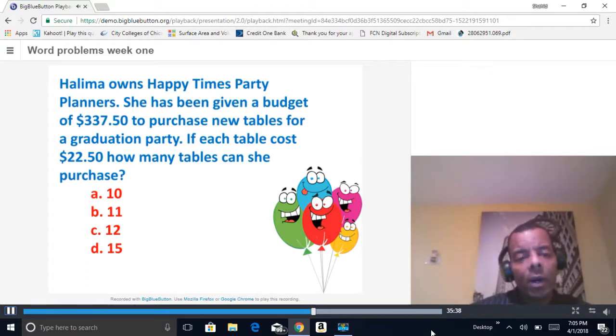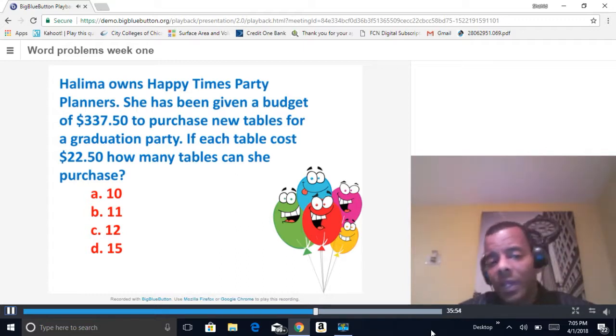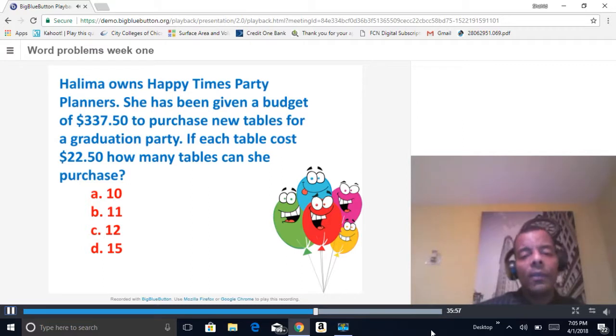Halima owns Happy Times Party Planners. Sounds like a wonderful company. She has been given a budget of $337.50 to purchase new tables for a graduation party. So how much money does she have? Absolutely. $337.50 is her budget. And she's buying tables for a graduation party. Each table, there's that word each, costs $22.50. How many tables can she purchase?